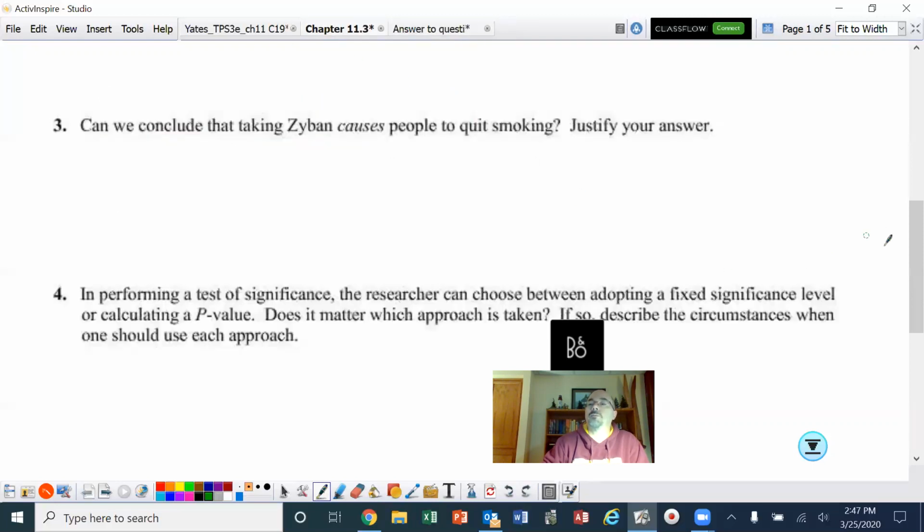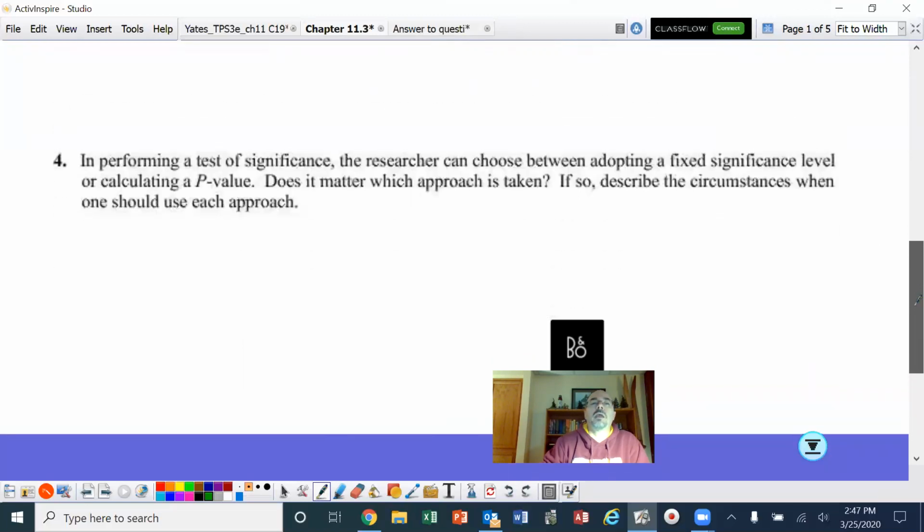All right, last one. In performing a test of significance, the researcher can choose between adopting a fixed significance level or calculating a p-value. Does it matter which approach is taken? If so, describe the circumstances when one should use each approach. All right, answer.